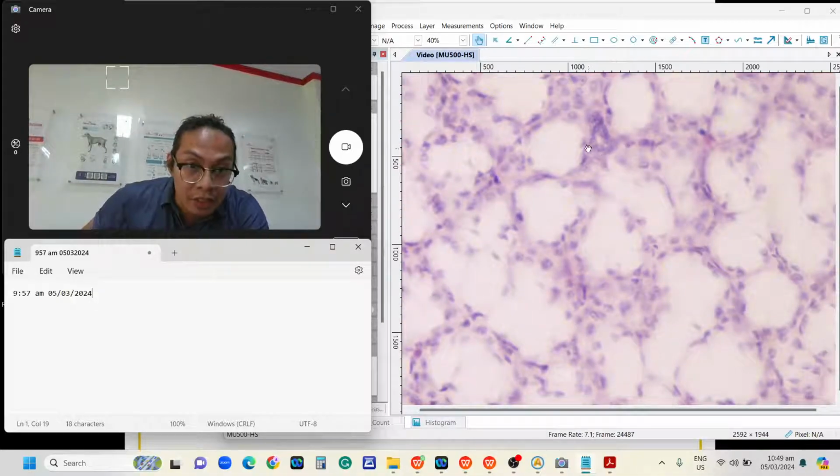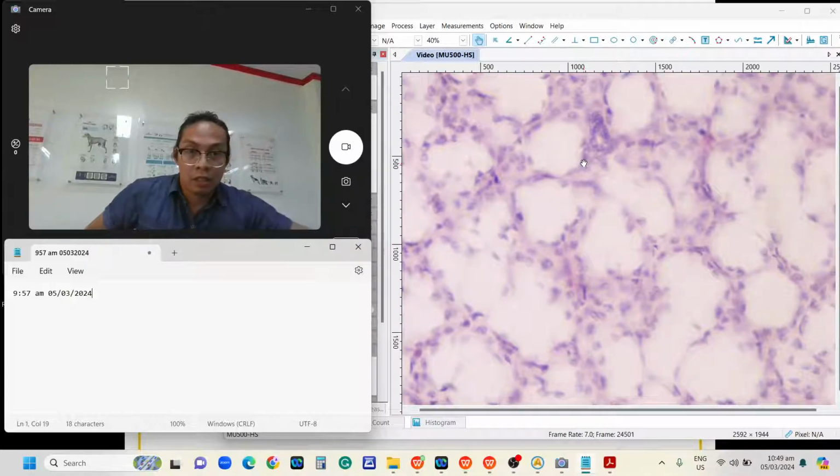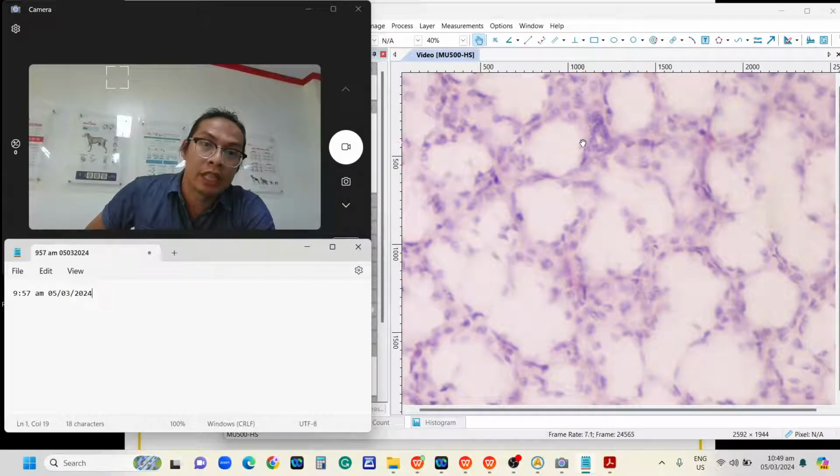Such as these. Okay? This is a high power objective. So this is one mixed mucous adenomere. Then meron tayo nakikita dito sa periphery ng cell na mga serous demilunes. Another one here at the other side at another adenomere. Okay? So these are the serous demilunes.